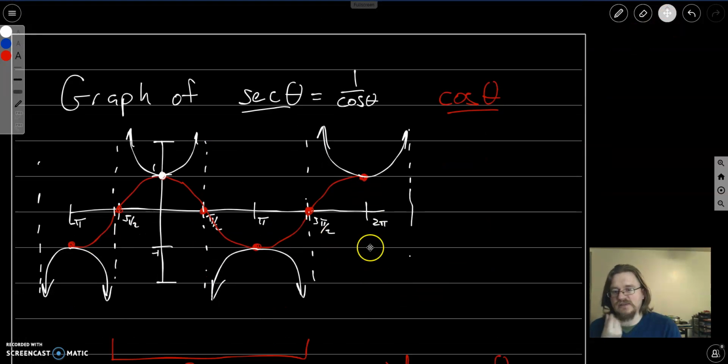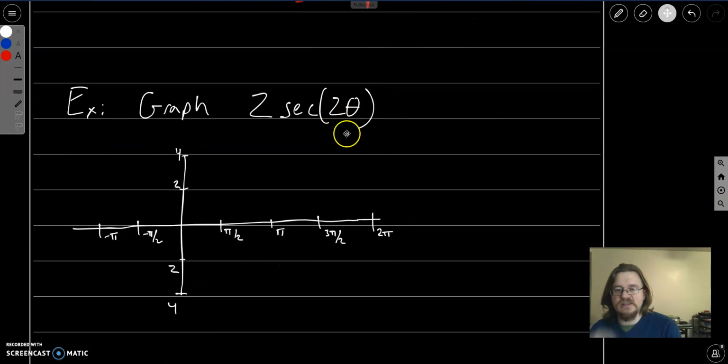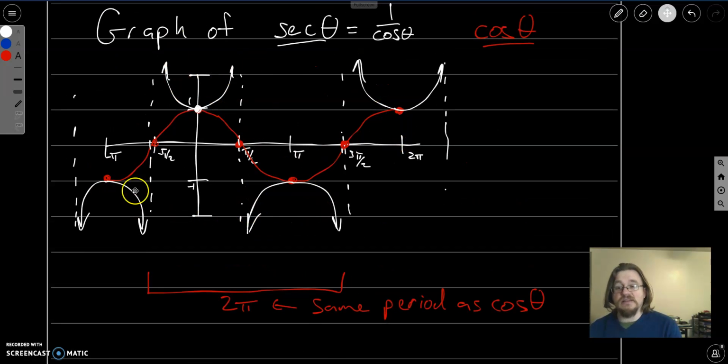So let's graph 2 times the secant of 2 theta. So first things first, we know that the secant function is going to be 1 over the cosine. So it's going to look something like this. We're going to have these bowls and these flipped over bowls, and we just need to figure out where they are and how they're arranged.